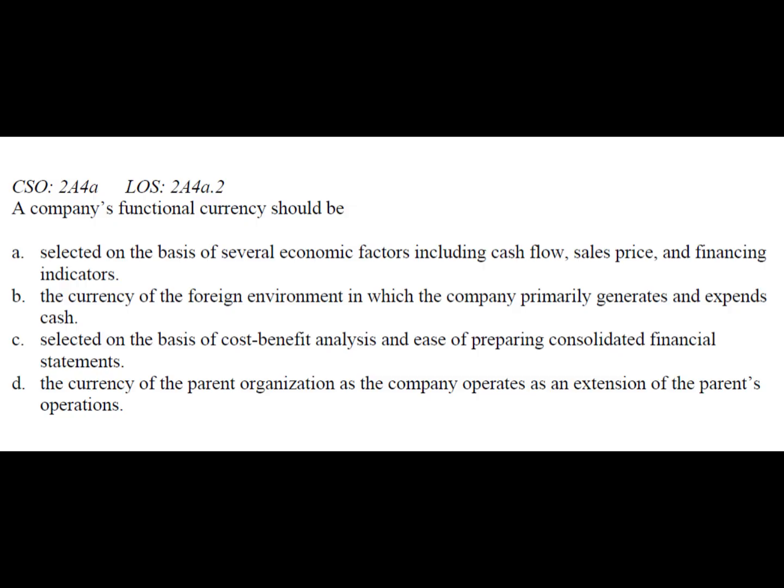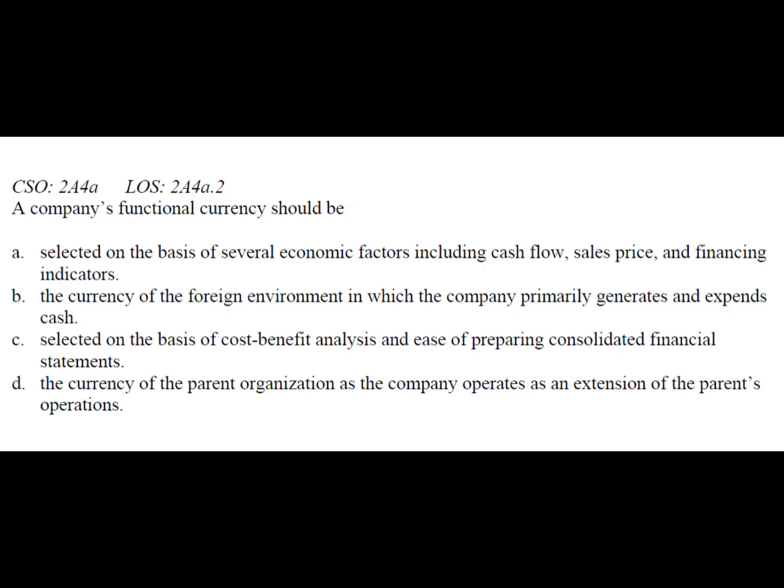A. Selected on the basis of several economic factors including cash flow, sales price, and financing indicators. Correct. Accounting standards require management to consider multiple economic indicators when determining the functional currency, making this the most comprehensive and accurate statement. B. The currency of the foreign environment in which the company primarily generates and expends cash.